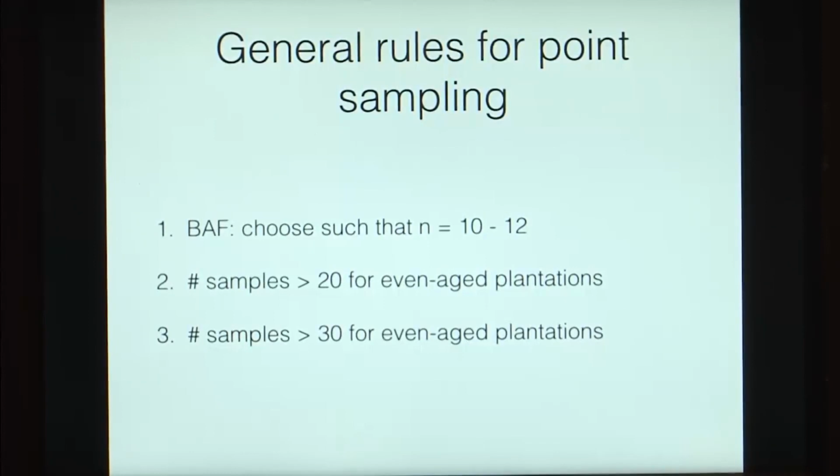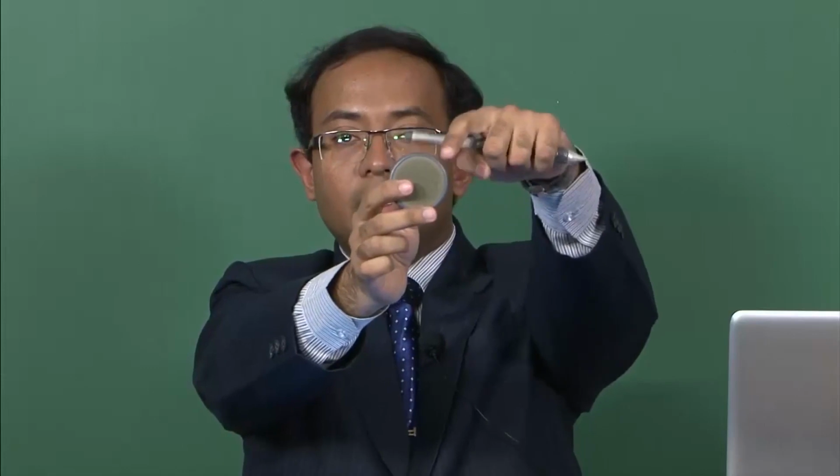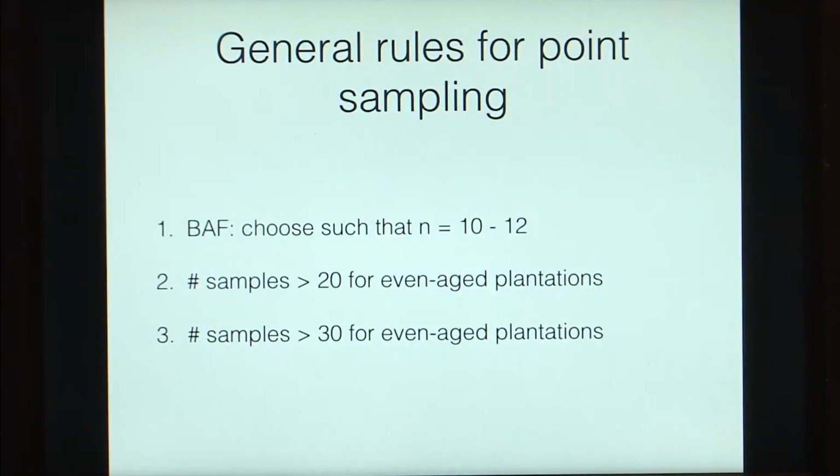Now let us look at some general rules for point sampling. Remember that we can choose our basal area factor. Whether I am taking this diameter or maybe another diameter that is greater, or even another greater diameter such as this, this diameter is very much greater than this diameter. This diameter divided by this distance will be giving me a basal area factor, and we choose our basal area factor in such a way that the number of trees that we tally should be between 10 to 12. So, it should not be a very small value and it should not be a very large value.